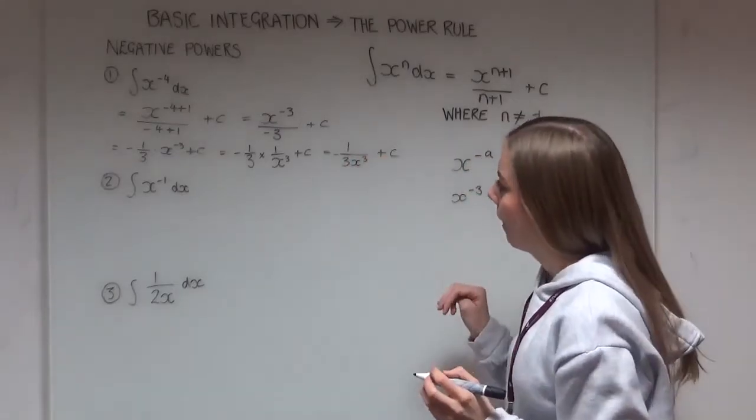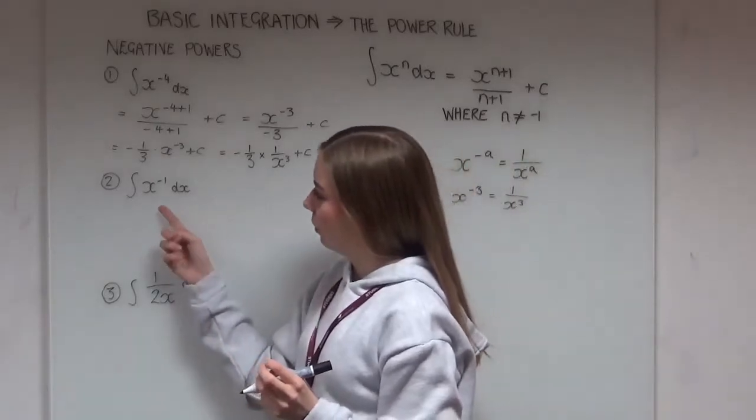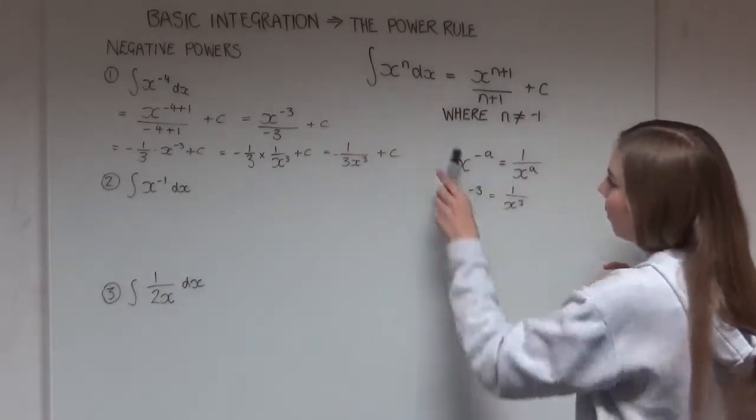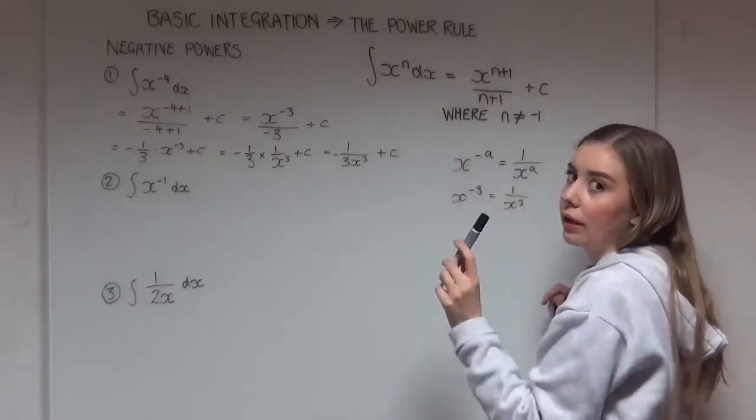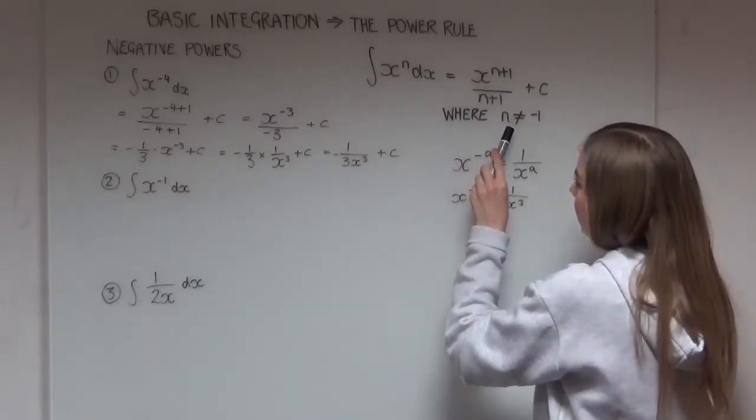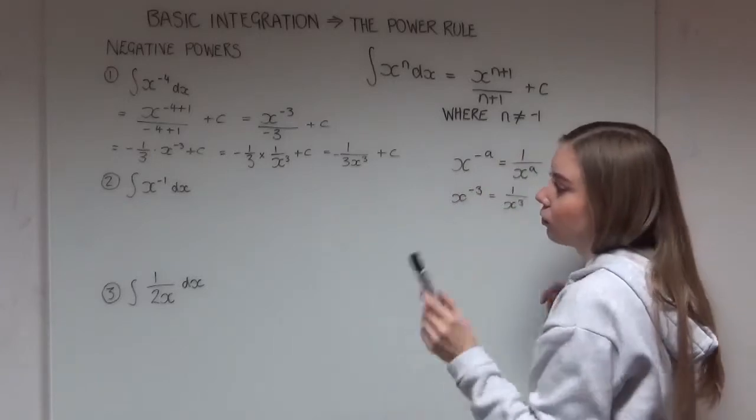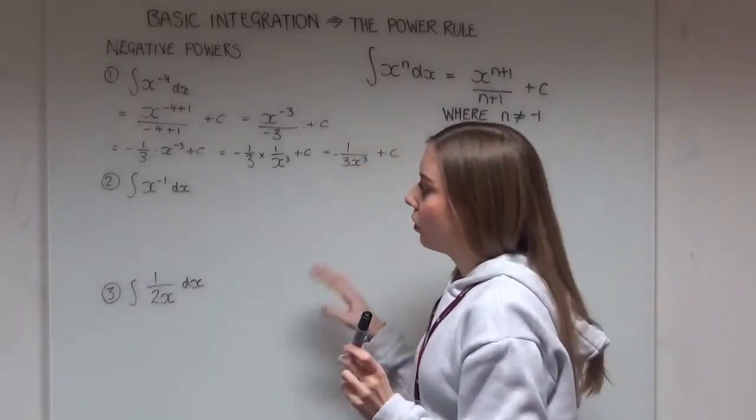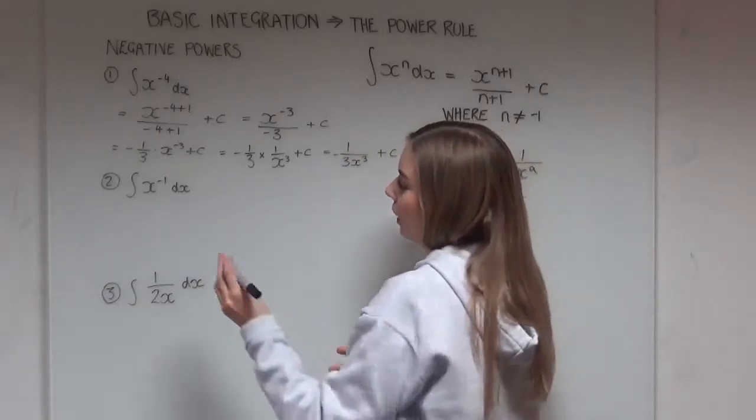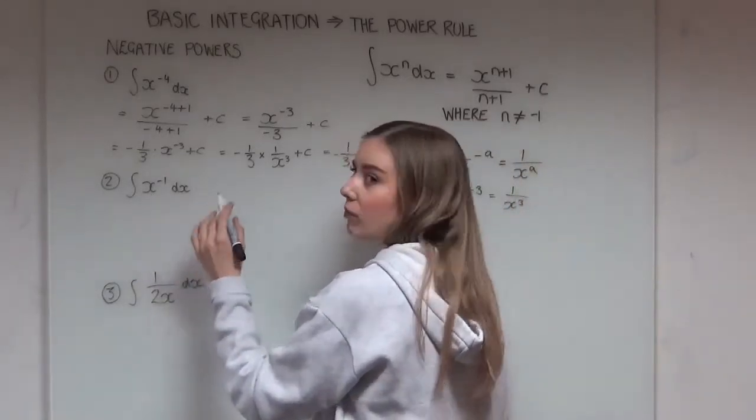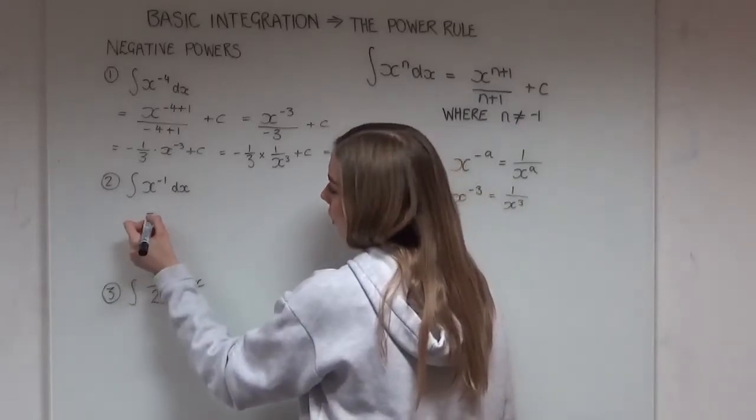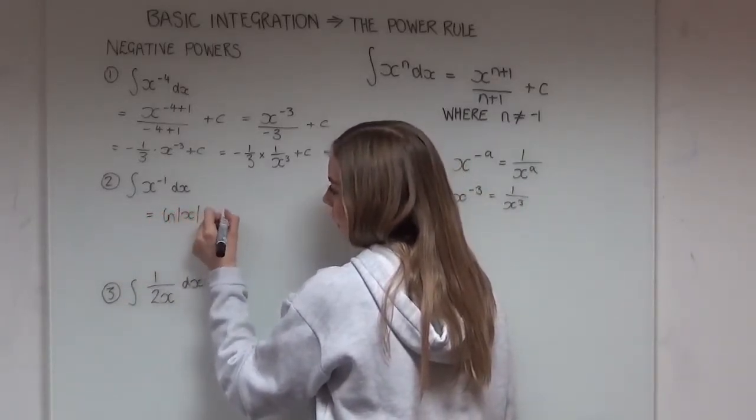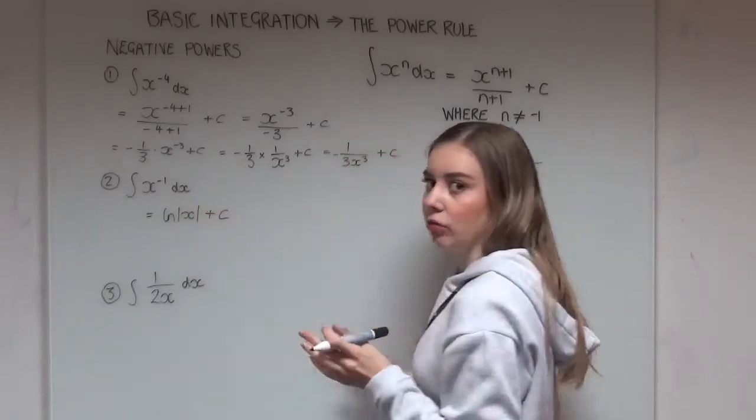Then for this next question we have to integrate x to the power of minus 1. And if you remember from our power rule, it said it only applied when n is not equal to negative 1. And our n in this case is equal to negative 1. So this is another rule that you've got to remember. And that's when you integrate x to the power of minus 1, that goes to ln of x plus c. And that's just something you have to remember.